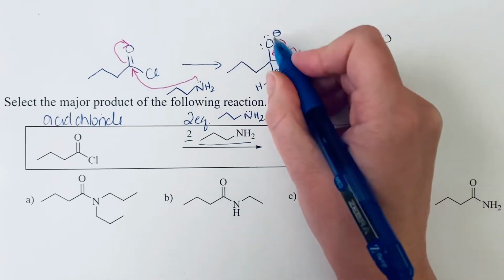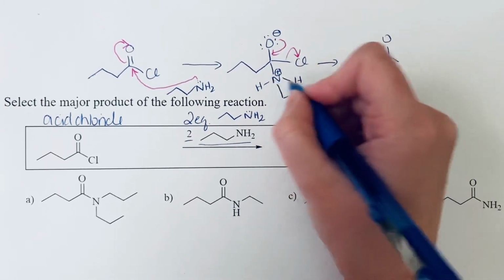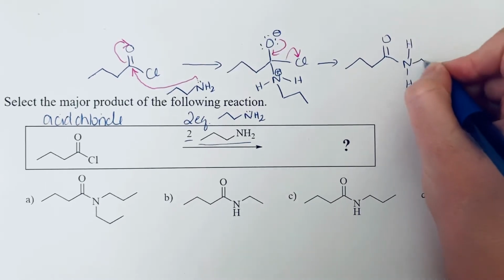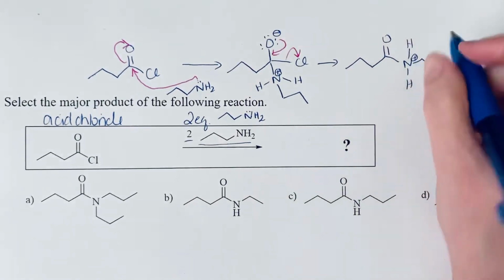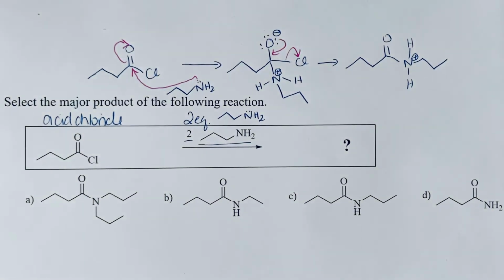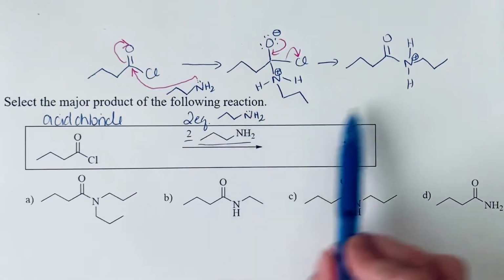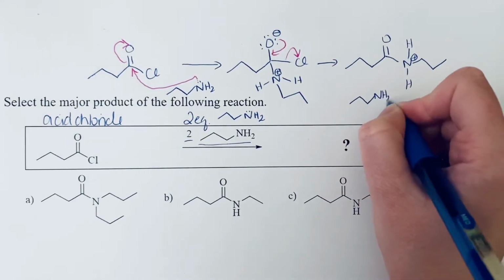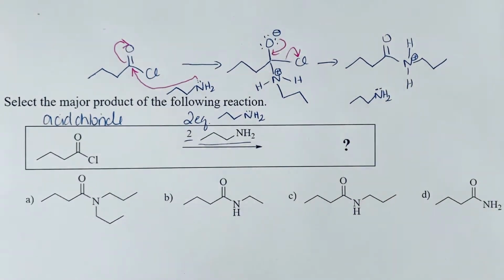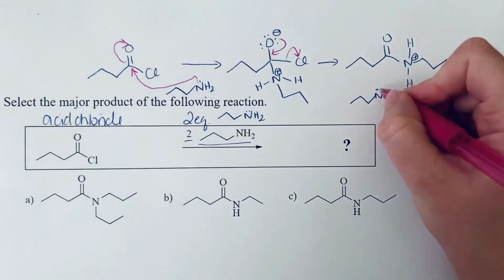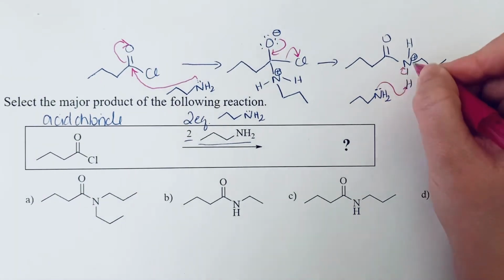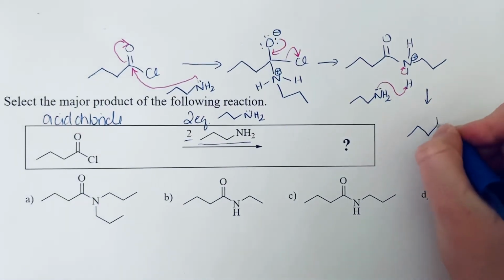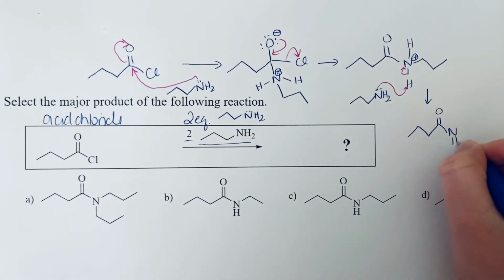And so when we do that, we've reformed that pi bond. We still have this bond to nitrogen, and that nitrogen is still protonated. And this is where your second equivalent of the amine is going to come in. So you need a second equivalent of amine to remove that proton. So this is going to remove the proton to give us the neutral amide. So it's going to have this structure.